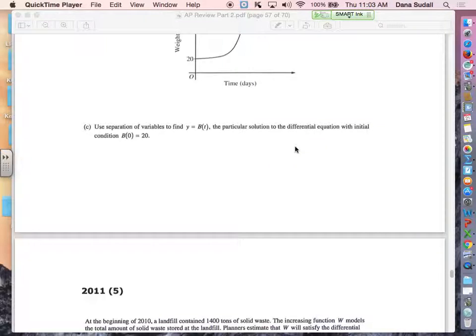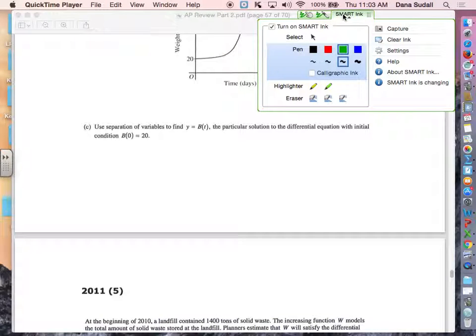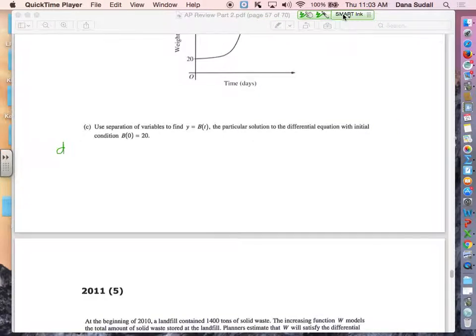So that original equation, I'll just write it down for you here. That was the dB over dt is the 1/5 times 100 minus b. So we want to come up with the original equation b. So I'm going to need to integrate this. So you want to separate the variables.